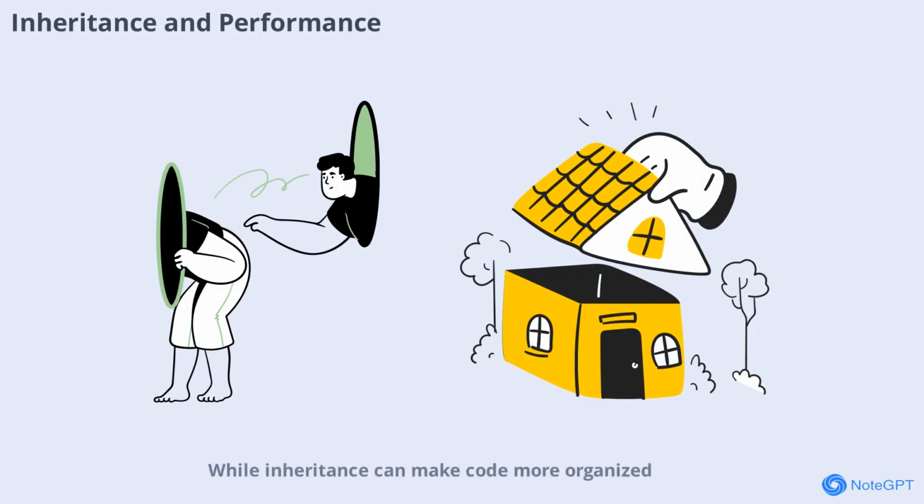While inheritance can make code more organized, it can also impact performance if overused or misused. Deep inheritance hierarchies can slow down method resolution and make debugging harder. Always balance the benefits of inheritance with potential performance considerations.